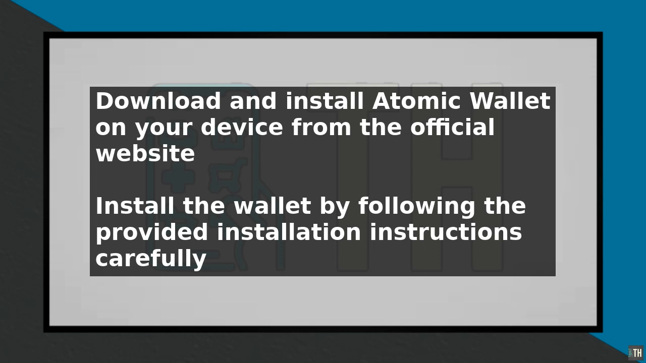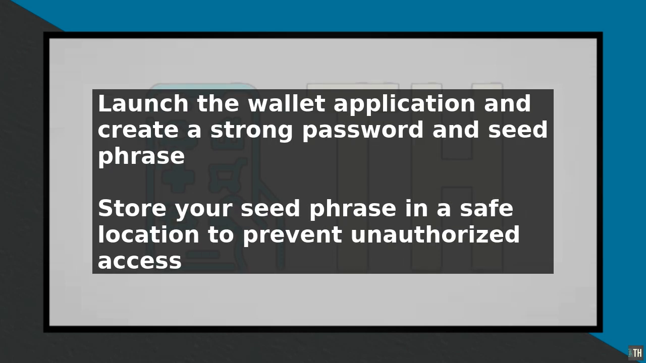After installation, launch the Atomic Wallet application and click on Create Wallet to start the setup process. You will be asked to create a strong password and a seed phrase, which is a list of words that will be used to restore your wallet in case you lose access to it. It is essential to store your seed phrase in a safe and secure location, as it can be used to access your funds. Never share your seed phrase with anyone, as this can compromise the security of your wallet.